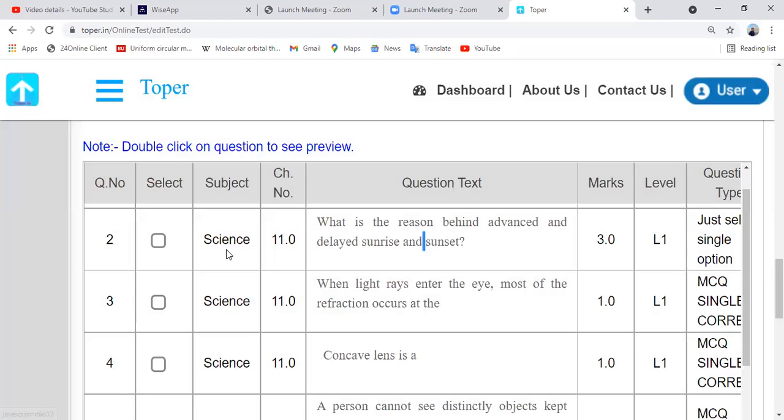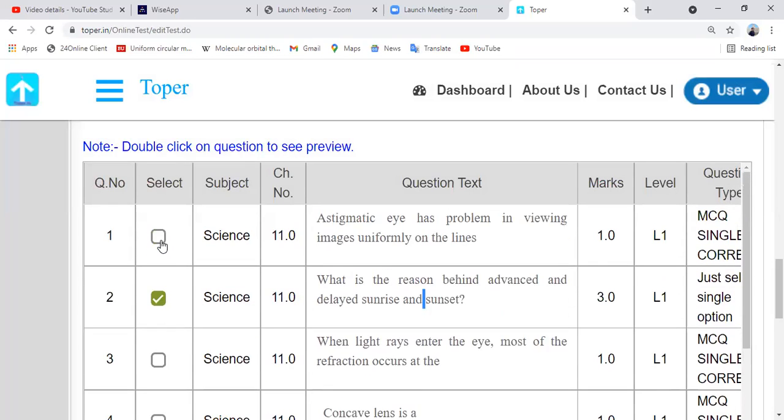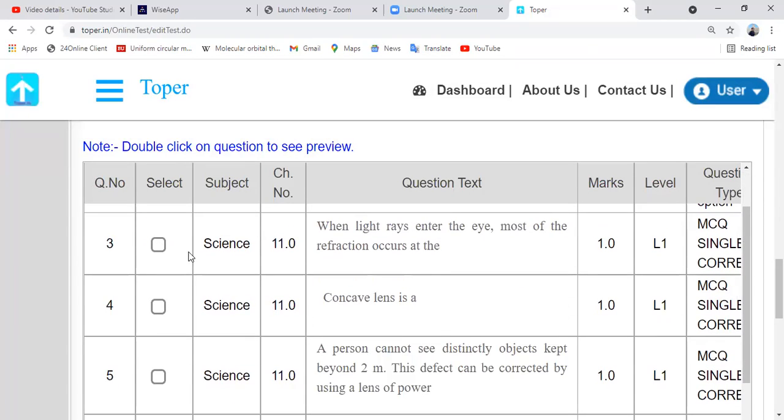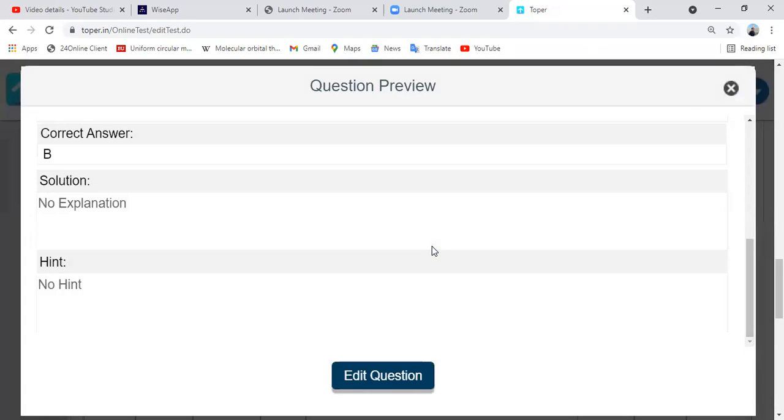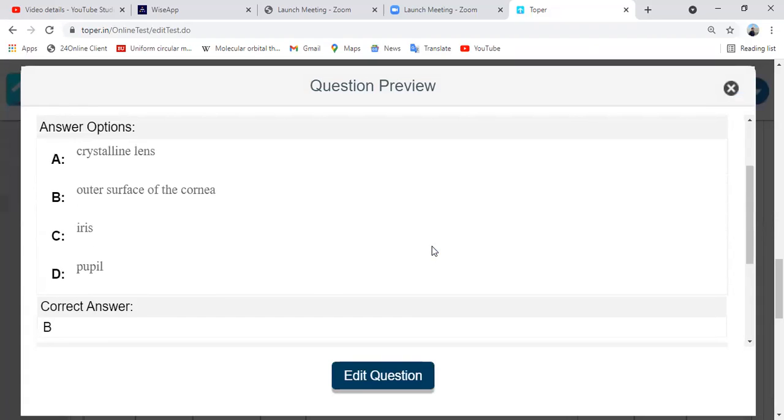Next, third question. We completed the first question and second. Now we are going to discuss the third question. When light rays enter the eye, most of the refraction occurs at the cornea only. Yes, sir, the outer surface of the cornea. So option B is correct.